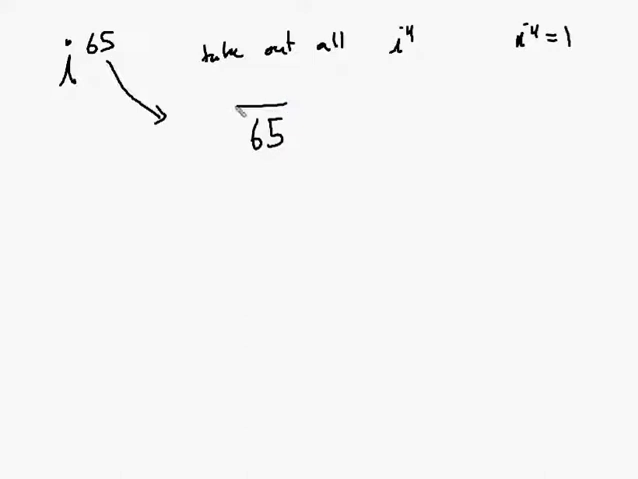So let's say I had i to the 65th. I want to take out all i to the 4ths. Because i to the 4th is simply a what? A 1. So I'm going to take that 65. That's all I care about, that exponent. And I'm going to divide it by 4 because that's going to get out all the extra i to the 4ths. So I see, by doing this, that I have 16 i to the 4ths in there. That gives me 64 in the end.